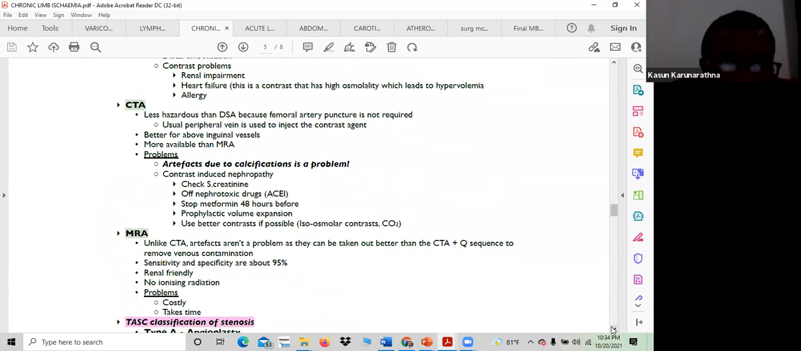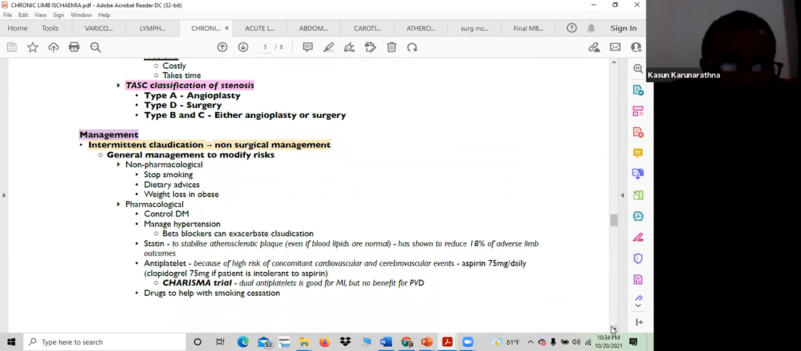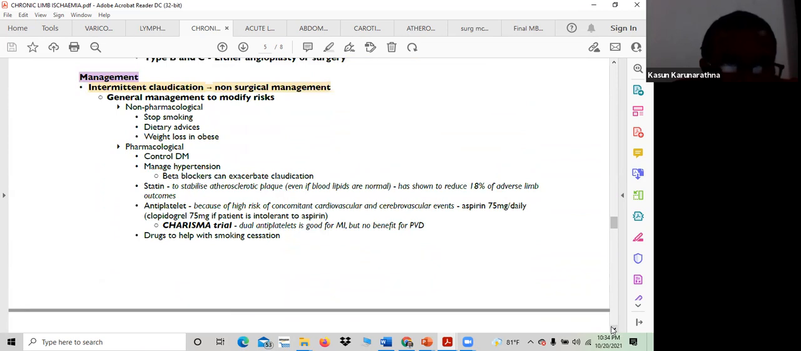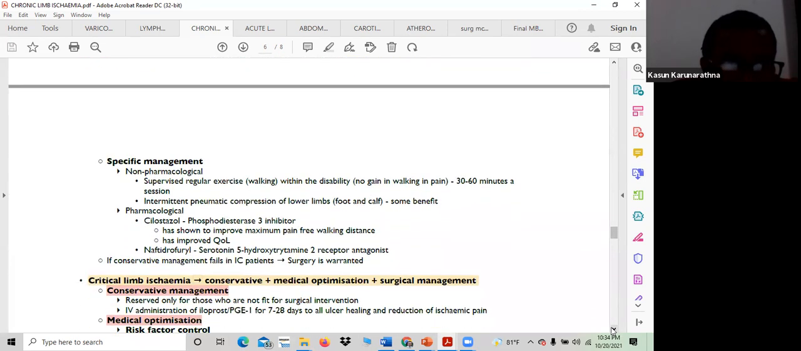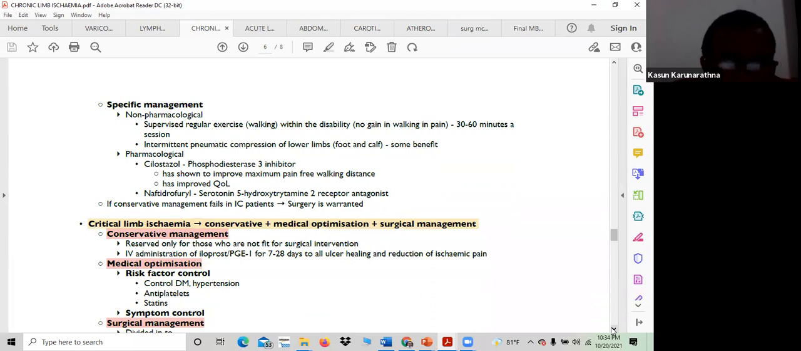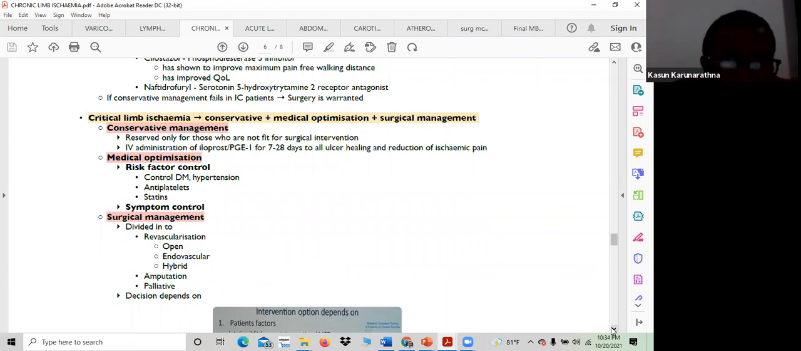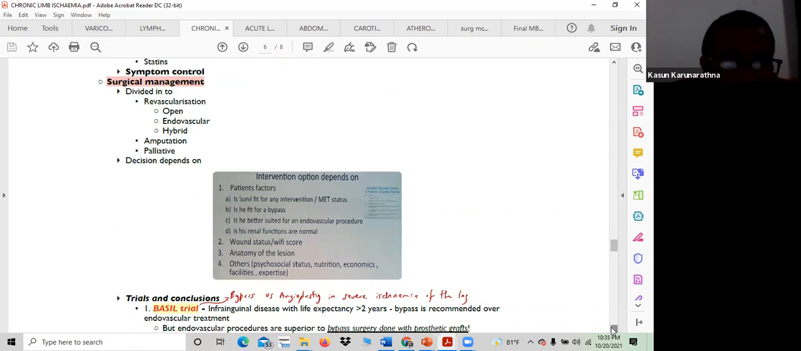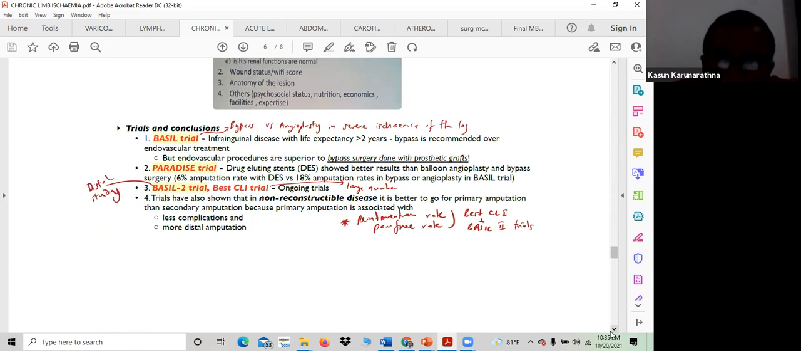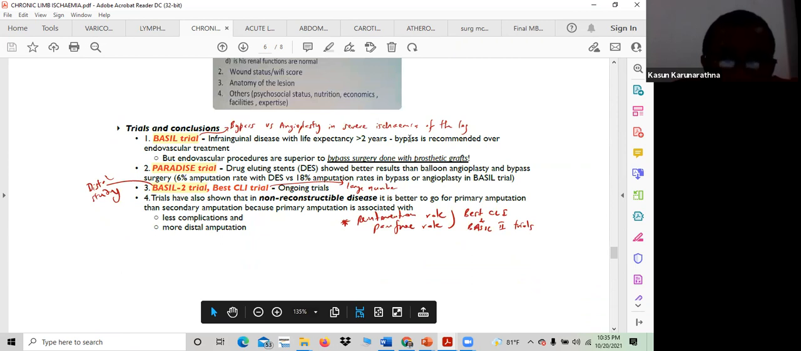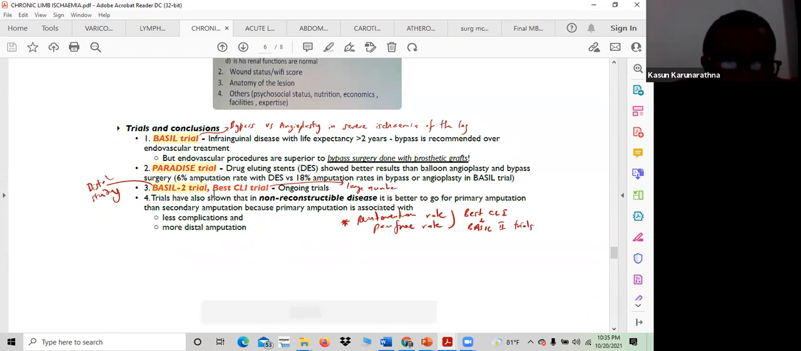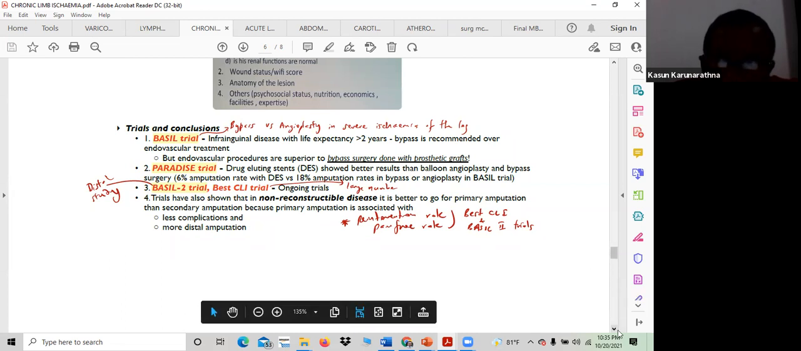Then CT angiogram, and management, non-pharmacological and pharmacological. Then specific management: supervised regular exercises within the disability. Then cilostazol. In critical limb ischemia, you should do surgical management; consider medical management only for patients who are not fit for surgical intervention, right? This is the BASIL trial. In tibial disease with life expectancy more than 2 years, bypass is recommended over endovascular treatment. And that is what I taught.